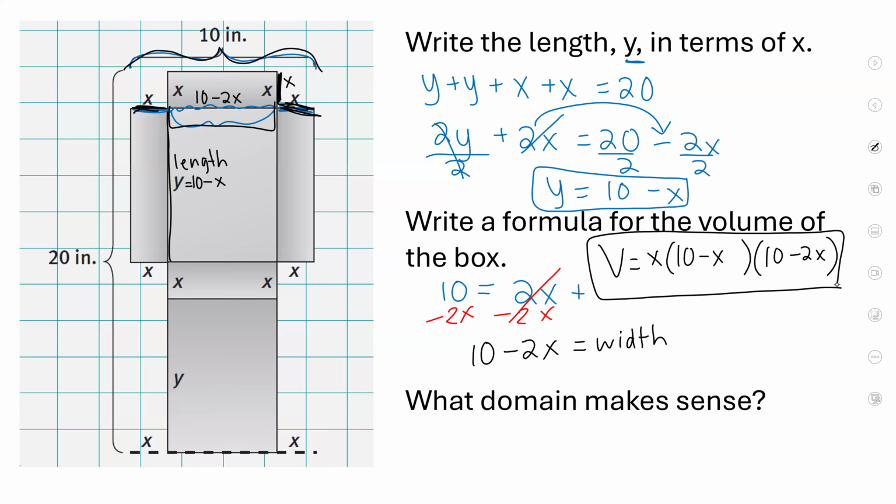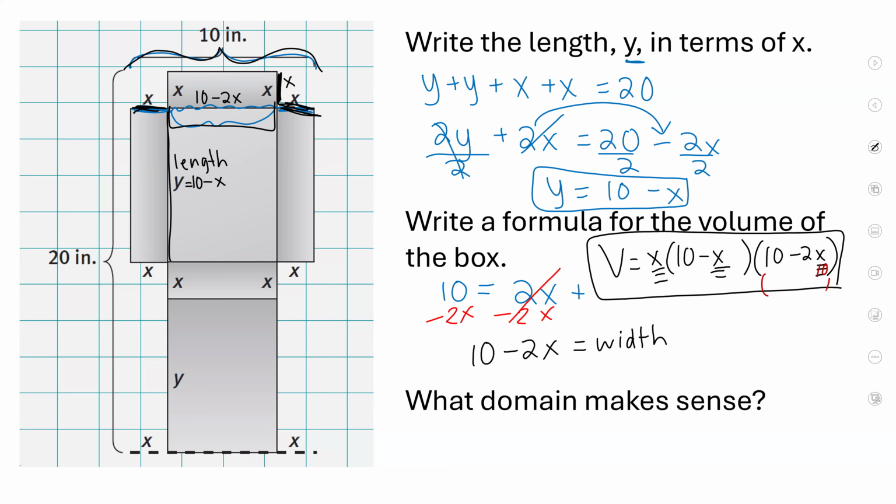Okay, now let's answer this question here. What domain would make sense? I'm going to pause here and let you talk with the people at your table. What can the x values be? Okay, y'all had a good discussion. I heard a lot of people first say 10. Why did we say 10 would not work? Because if you put a 10 right here, that would cause this parentheses to be negative. We cannot have negative volume.